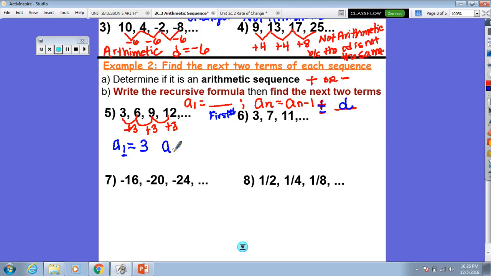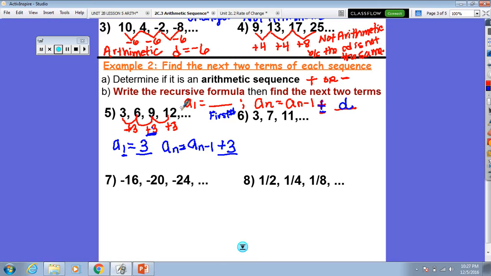Alright, then we will have a sub n equals a sub n minus 1. And what is our common difference? It is plus 3. Remember, common difference is the number that we use to continue the pattern. Since I can have either a plus or a minus sign, and we are adding, I put plus 3. And that's it for writing the recursive formula.